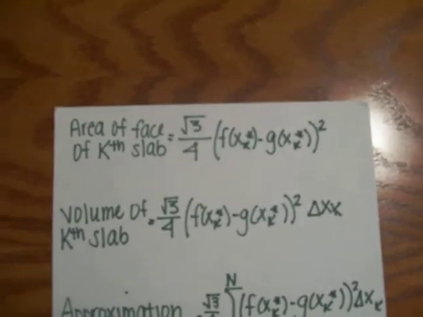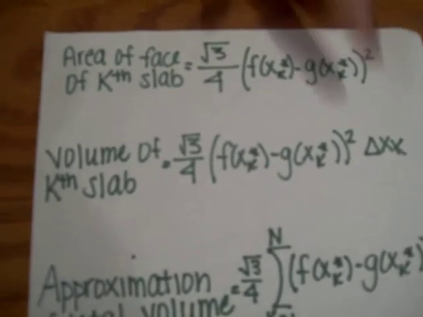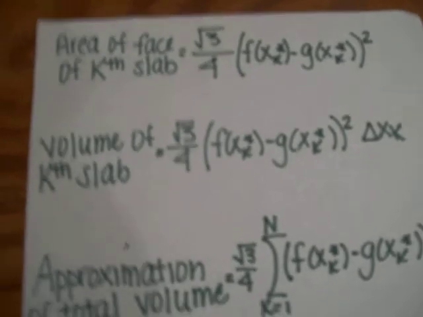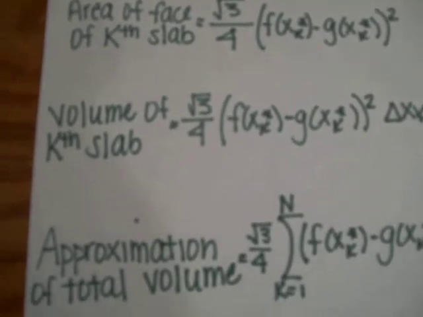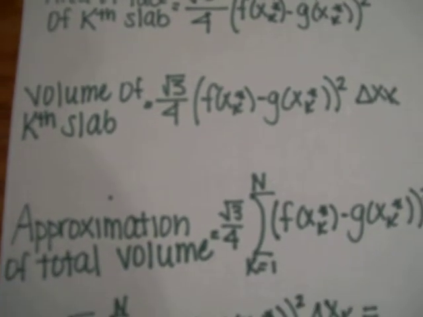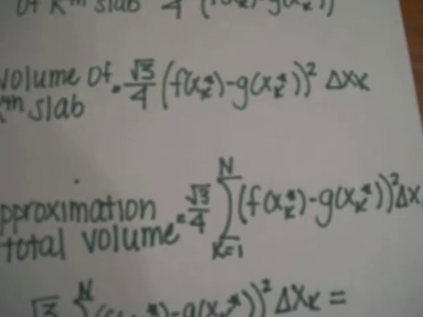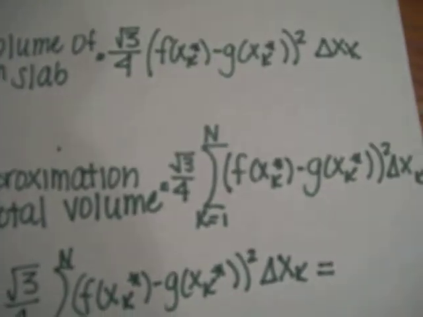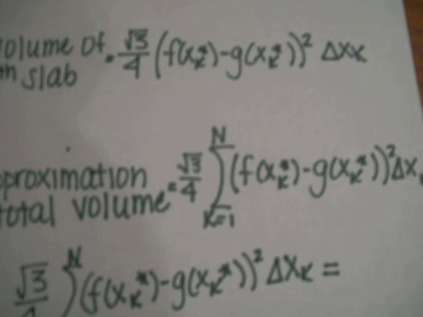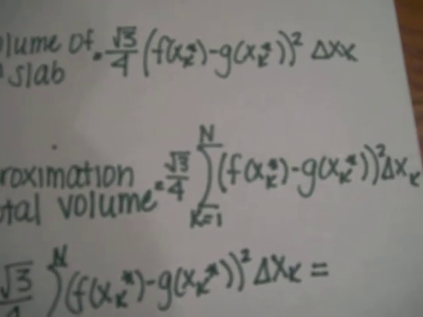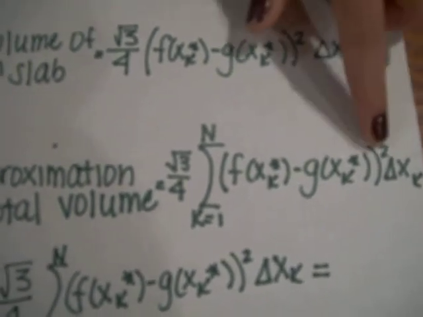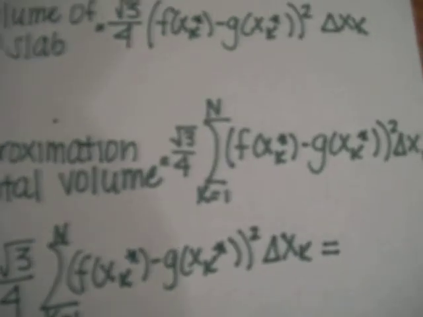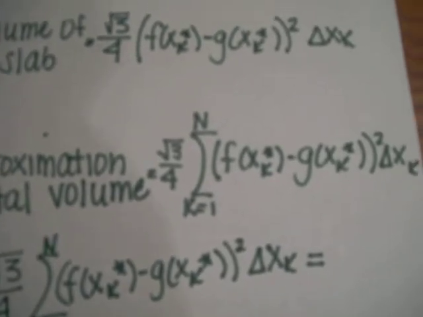Using that area equation, we can find the volume of the slab. We multiply the area by the slab's depth, or delta xk. We use a Riemann sum approximation to find the volume of the whole original solid. The total volume equals the sum from k equals 1 to n of root 3 over 4 times f of xk star minus g of xk star squared delta xk. This adds up the volumes of all the cross-sections that form our solid.